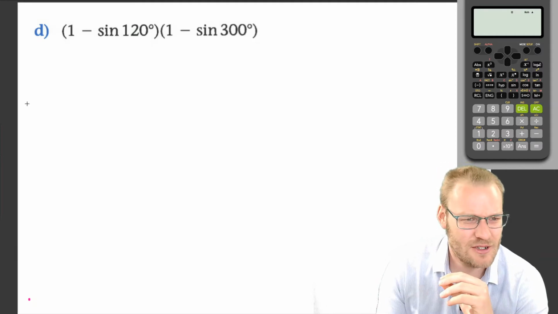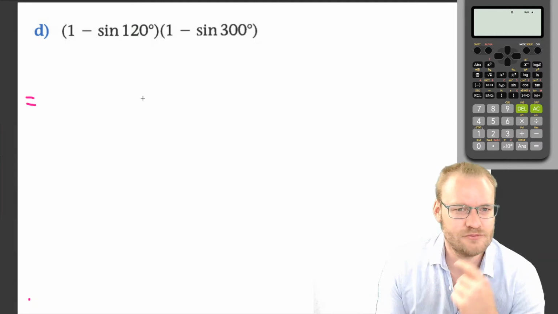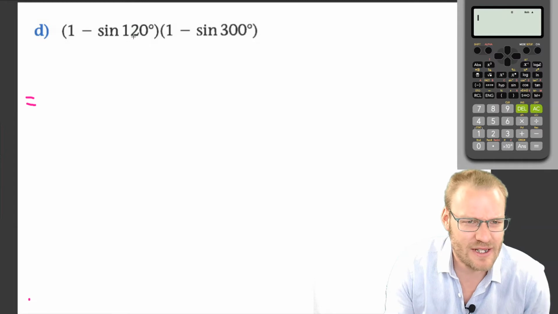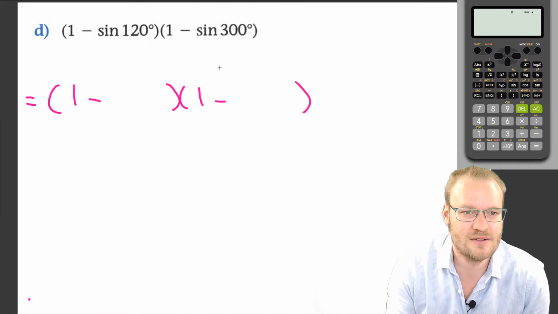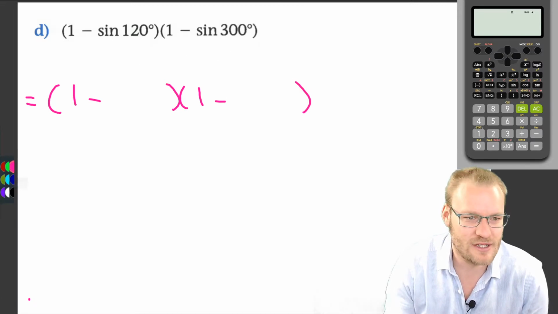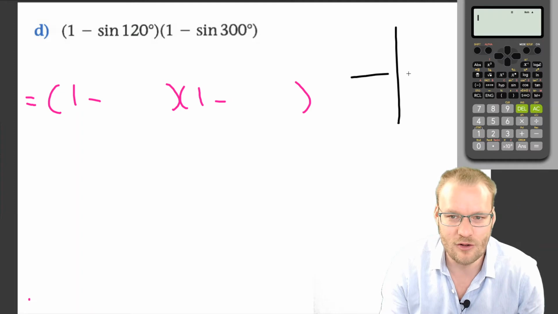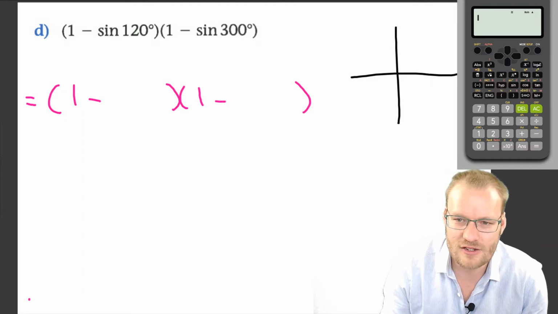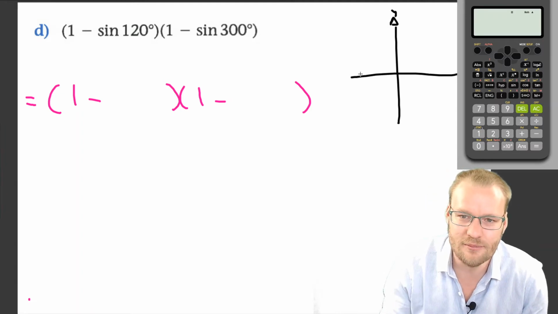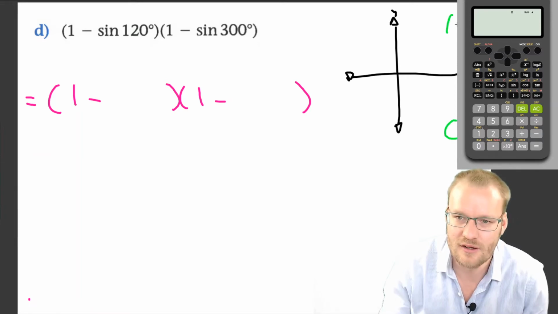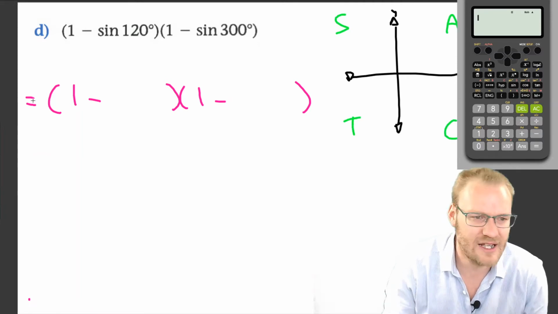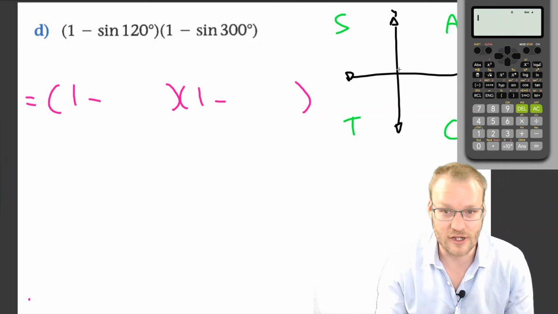Okay, let's start with our strategy, which is to make these things a bit simpler. So 1 minus something, 1 minus something else. So sine 120. We've been saying the whole time, or maybe you've just tuned in, that we need our CAST diagram ready to go, without even thinking about it. There it is for reference, and yes, it is useful just redrawing it.